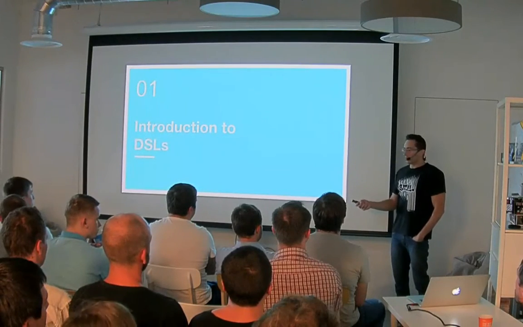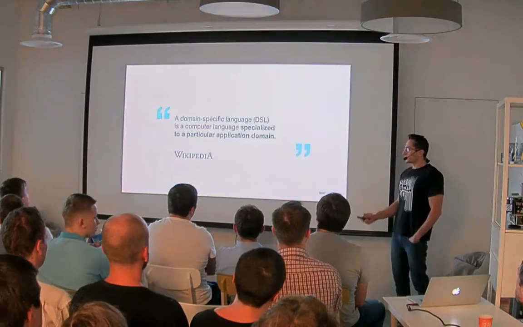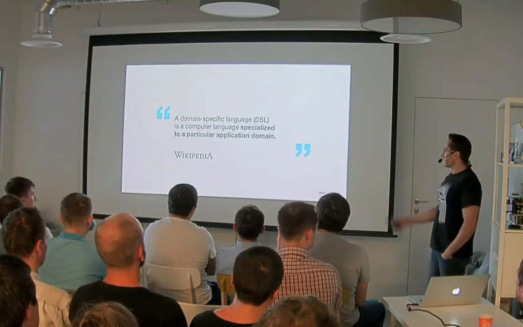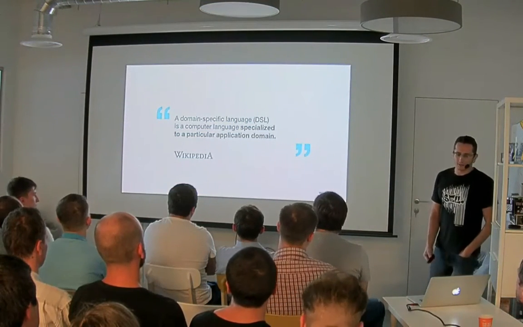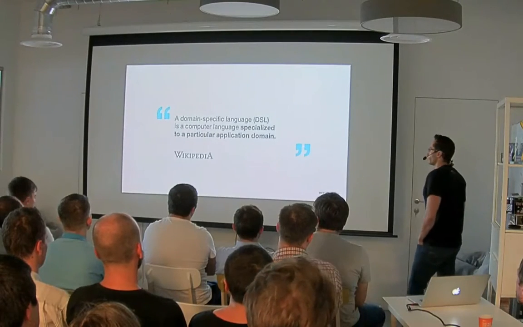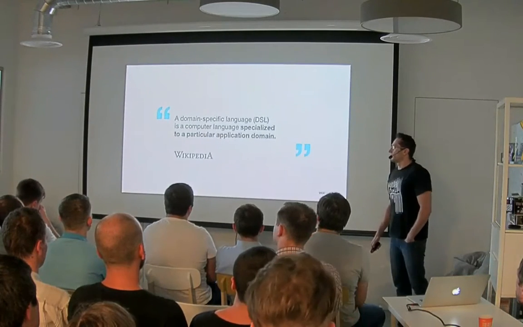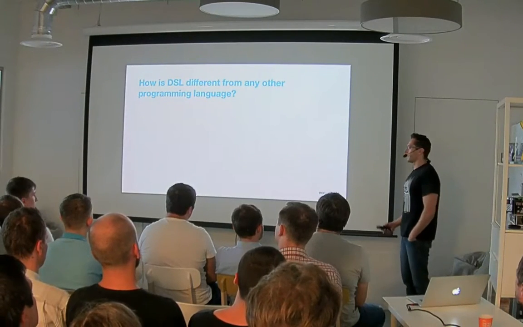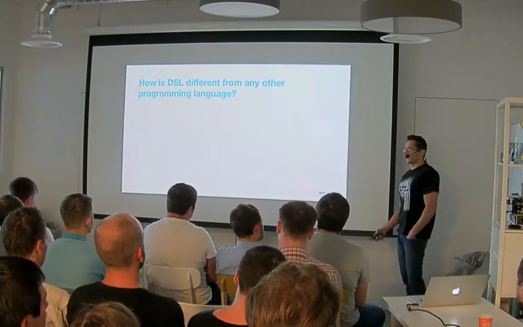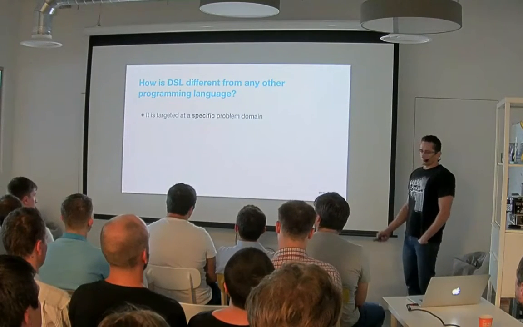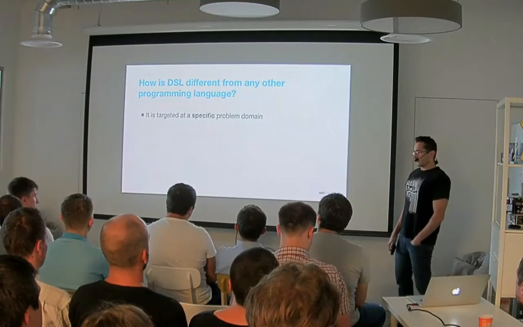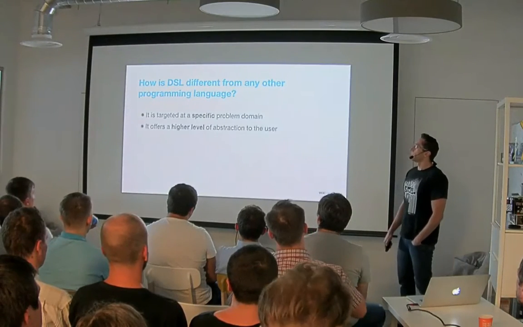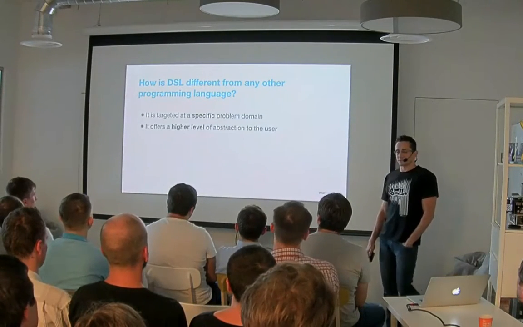So let's talk about DSLs. The official definition of a DSL is, you can read it on the screen, but basically it's a specialized programming language to a particular application domain. Well, you might ask yourself, how is it different from any other programming language? Well, there are 2 main differences. The first one, DSL is targeted at a specific problem domain. The second one is it offers a higher level of abstraction to the user.